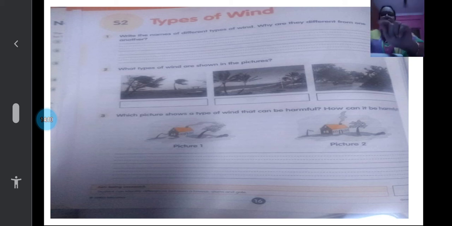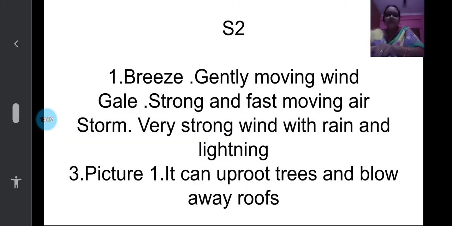Now you can see that. Breeze, what is it? Gently moving air. Gale, strong and fast moving air. Storm, very strong wind with rain and lightning. Now picture second one, you can only guess and you can write first is storm or gale. You can see the third picture, the trees uprooted. You think, and after reading the textbook you can complete that.